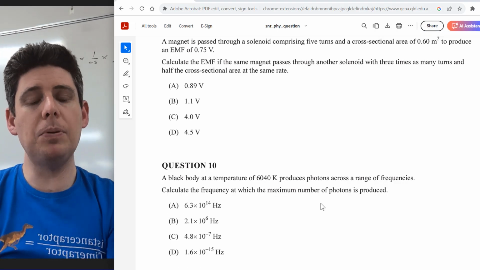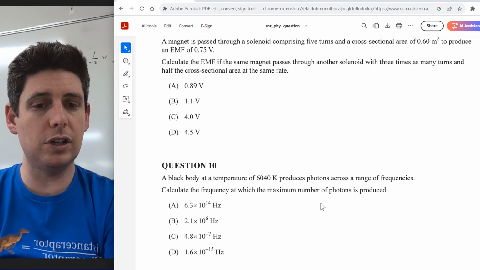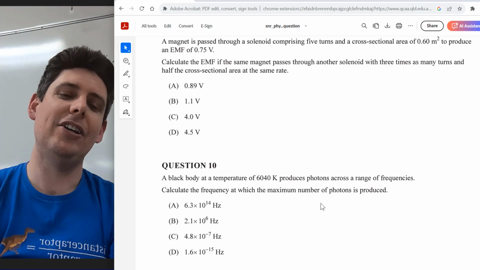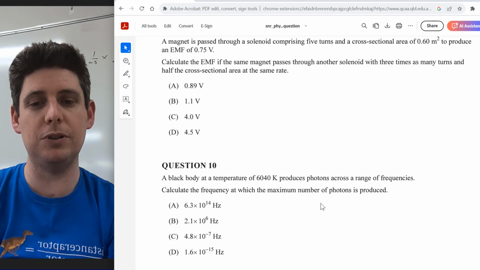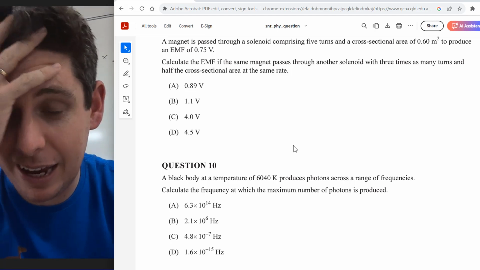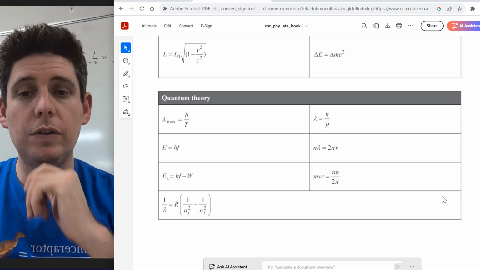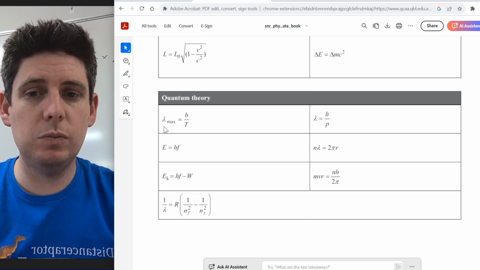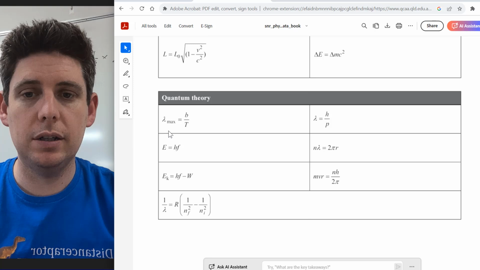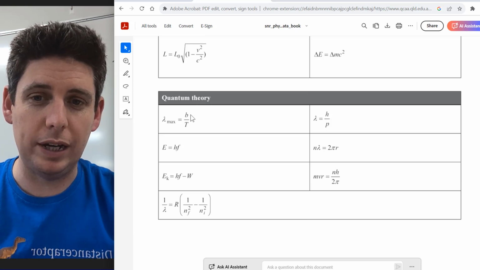Question 10. A black body at a temperature of that many Kelvin produces photons across a range of frequencies. Calculate the frequency at which the maximum number of photons is produced. So we've got some numbers again. So we're going to get back to our formula book again. So we've got our quantum box on our formula sheet. And this is where this formula comes in. So I think it's pronounced Wien's constant, because I think they're German, or he's German.